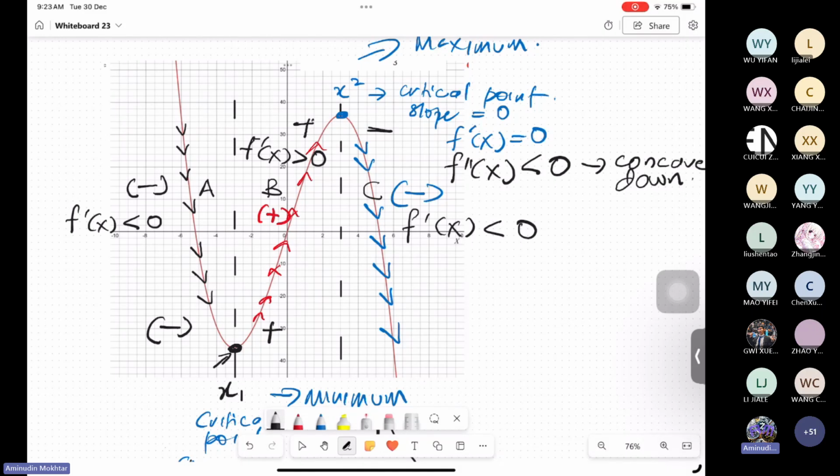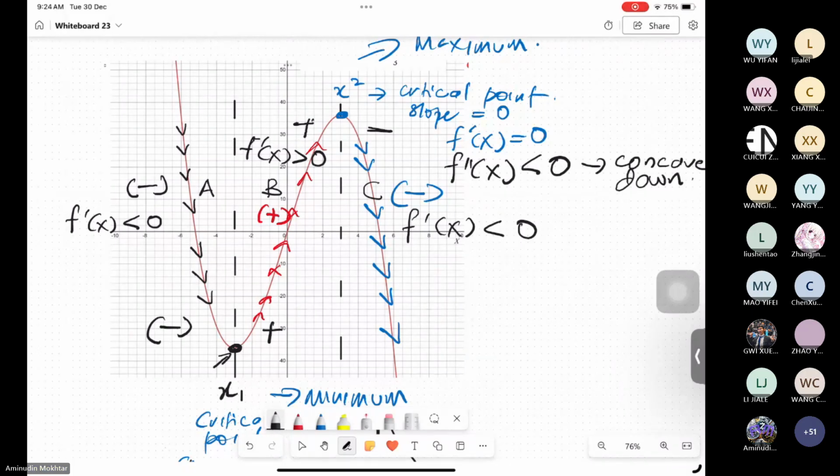First, you need to determine the critical point, where the value of the slope equals 0. And then the second one, you need to find the second derivative. If the second derivative at that point is negative, the critical point is maximum. But if the second derivative at that point is positive, we can conclude that the point is a minimum point.